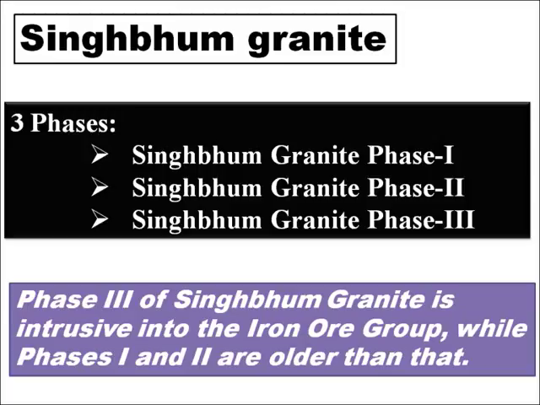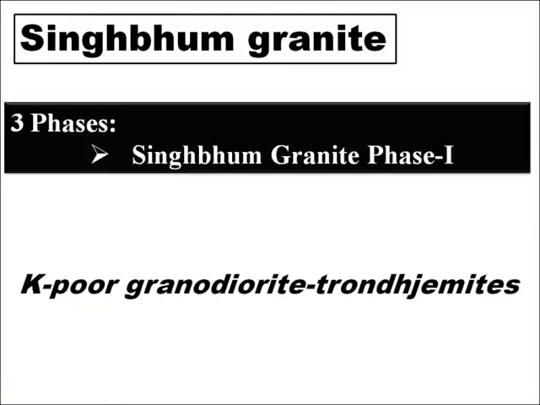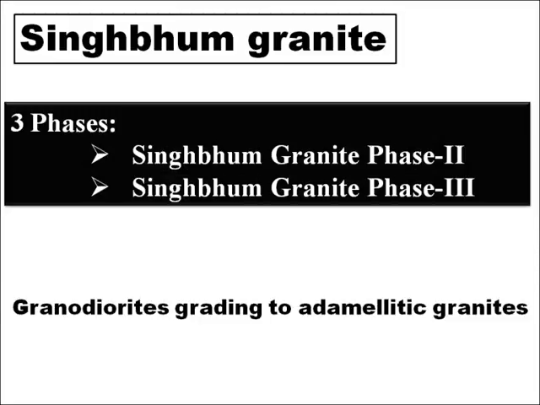Petrographically, the rocks of Singhbhum granites are biotite granodiorite grading to adamellite granite. Rarely the granodiorite grades to trondhjemite. The rocks which belong to relatively potash-poor granodiorite-trondhjemites are classified as phase 1 intrusions, while the phase 2 and phase 3 rocks are granodiorites grading to adamellitic granites.